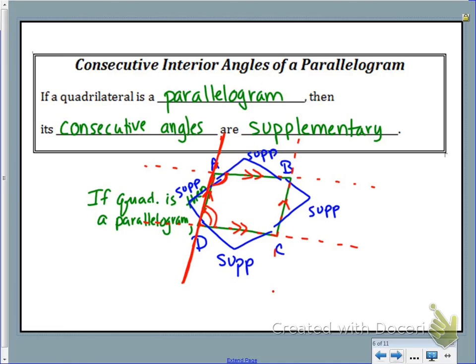So we could repeat this. Now look at transversal BC. Then essentially, angle B and angle C are consecutive interior angles, and therefore, since the lines are parallel, it would make those supplementary as well. So we could repeat that again for the other angles, but I just want you to be aware that the parallel lines that are related to parallelograms is a really important tool in finding unknown angles, just like it was in the last unit.